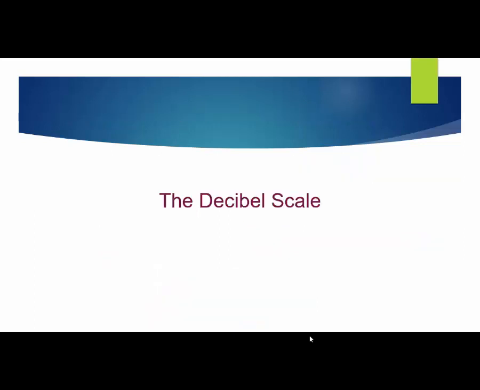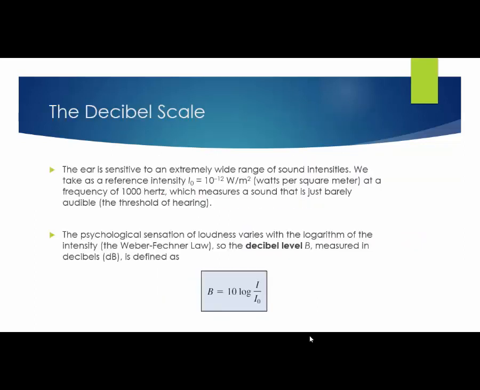Let's look at a couple of examples of the decibel scale. Our ear is sensitive to an extremely wide range of sound intensities. Because of that wide range, this seems like a good candidate for a logarithmic scale. Again, they have a reference intensity because we're going to use a ratio, and that's 10 to the negative 12 watts per square meter at a frequency of 1,000 hertz. This is a sound that's just barely audible, or the threshold of hearing.